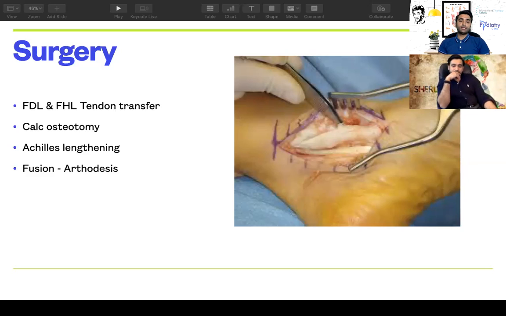Anything you'd like to add? No, I've never sent a patient for surgery for this, so I can't really add anything to it. Okay. I know of FHL and FDL transfers just from reading about them, but I generally don't have that demographic where I need to send them for surgery.